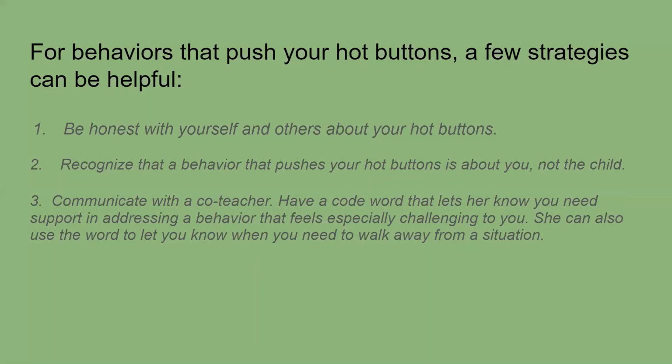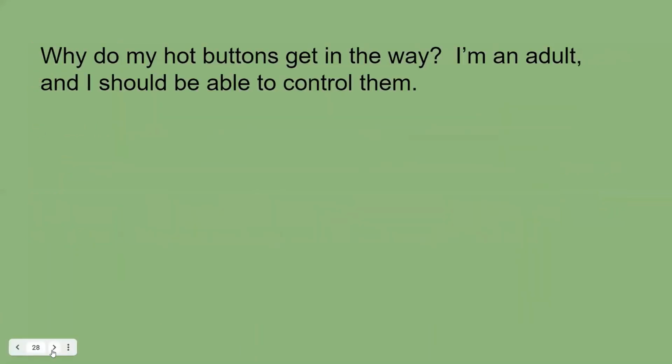And that leads us to the next idea: why do my hot buttons get in the way? A lot of people, and myself, think, I'm an adult, I should be able to control those. And many times we are asked to control those without even giving them the time of day that they need in order to be addressed. And this is called cognitive bias, otherwise known as rules of thumb, right? These are things that are ingrained in us that will get in our way.